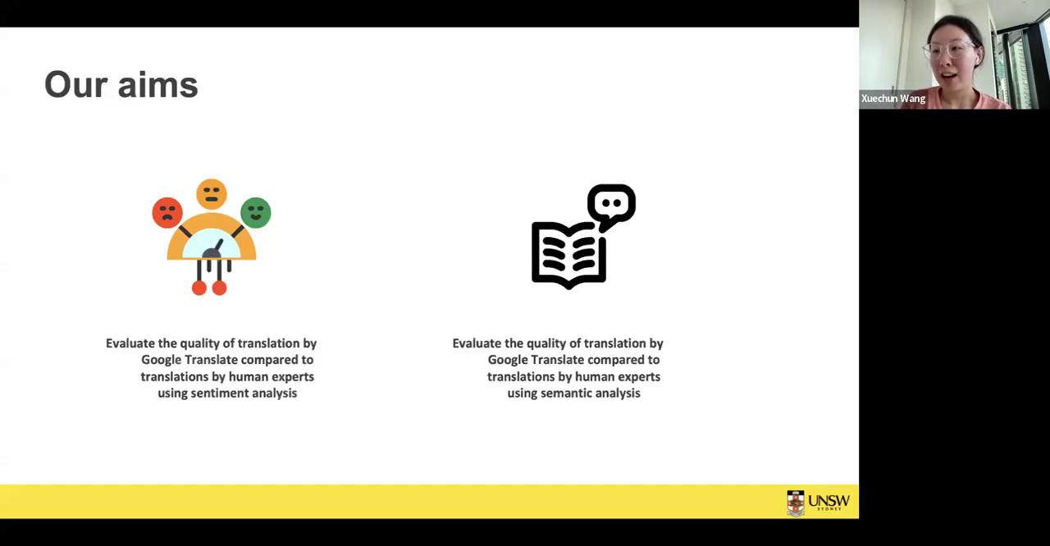So firstly, I'll talk about the aims of the project. We want to evaluate the quality of translations by Google Translate compared to the translations by human experts from sentiment and semantic perspectives.